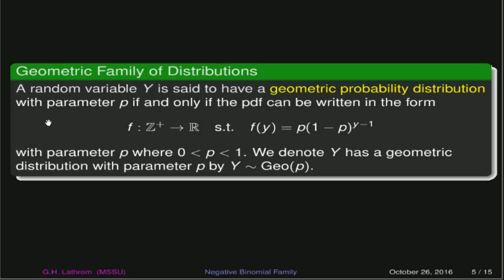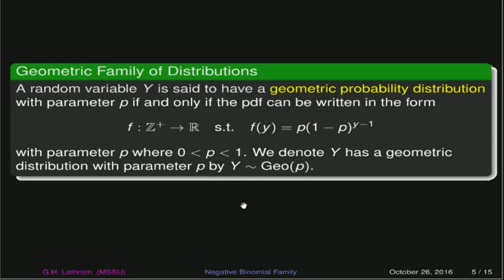And so if we have a random variable Y, it is said to have a geometric probability distribution with parameter p if and only if we can write the PDF as f(y) = p(1 - p)^(y-1), where y is a positive integer. We denote it with this notation: Y ~ GEO(p), GEO standing for the geometric family, and p being the designated parameter for that particular family.